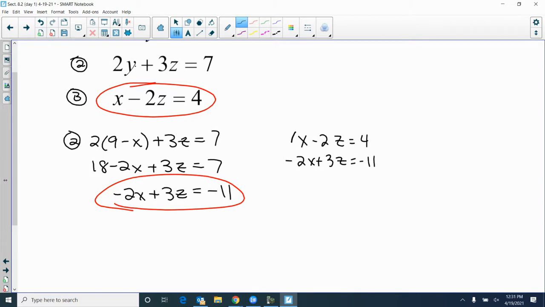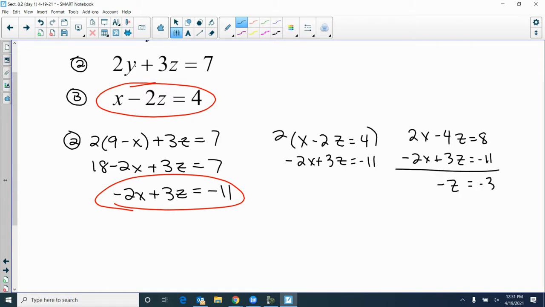I'm going to assume that you multiply everything by 2 on the top. And I get 2x minus 4z equals 8. Negative 2x plus 3z equals negative 11. And I get negative z equals negative 3. And if I did everything right, I get z equals 3. You agree? All right. Finish up wherever you're at. Keep going. If you're stuck, let me know.